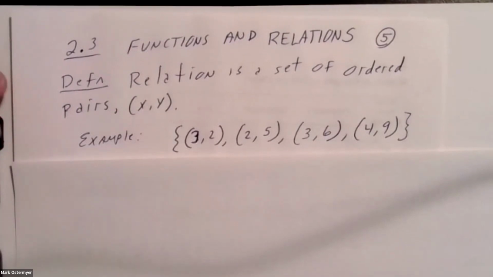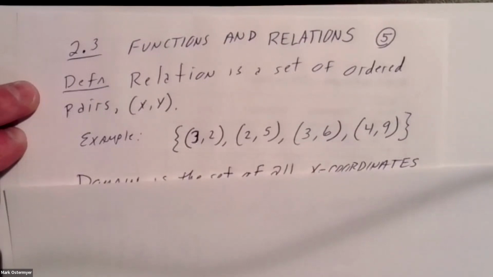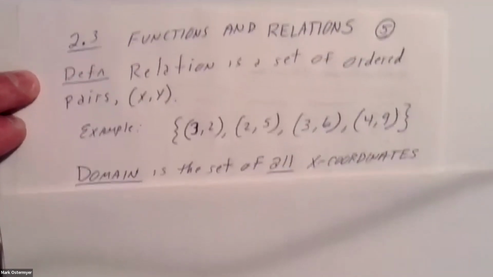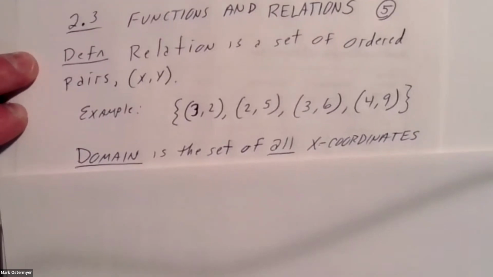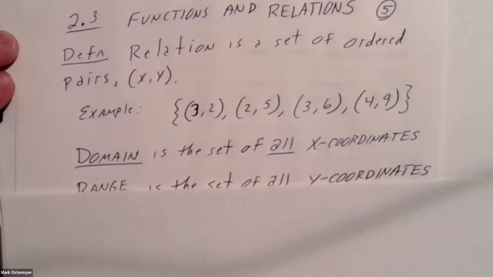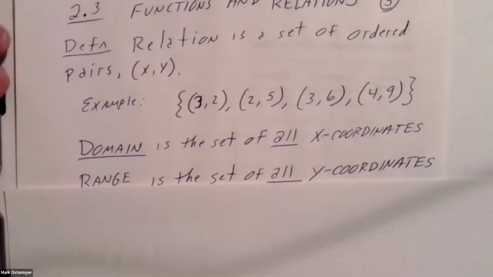So any set of ordered pairs constitutes or defines what's called a relation in mathematics. When we speak of relations and functions, oftentimes we're interested in 2 very important sets: the domain and the range of a relation or a function. The domain, ladies and gentlemen, of a relation or a function is nothing more than a set of all X coordinates or input values. The range is nothing more than a set of all Y coordinates or output values of a relation or a function. Domain and range.